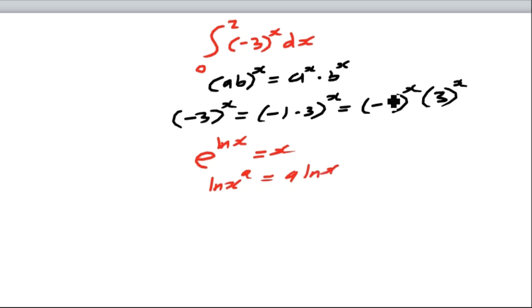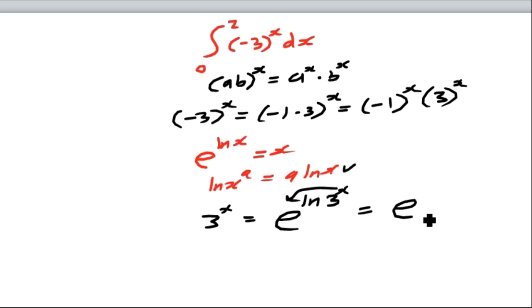The implication is that when we now take this 3 raised to power x, it is the same as exponential ln of 3 raised to power x. Then the x becomes the coefficient according to that law. That means it is the same as exponential x ln of 3. So that is the first case.